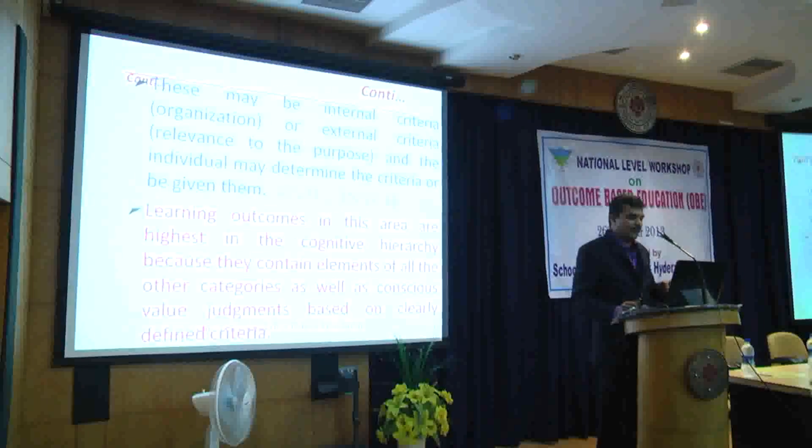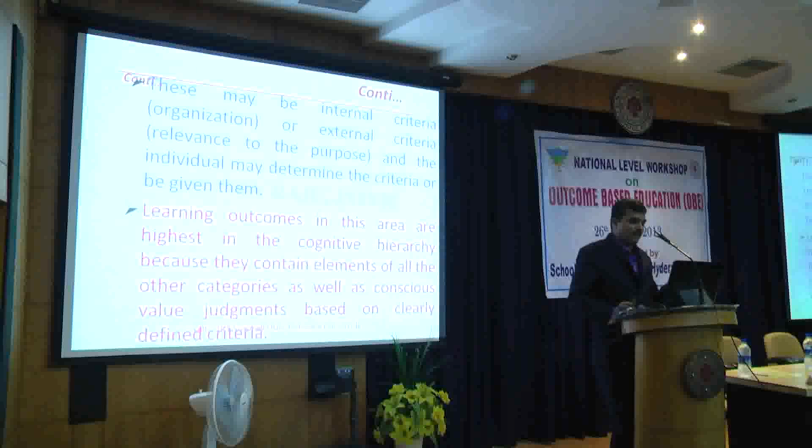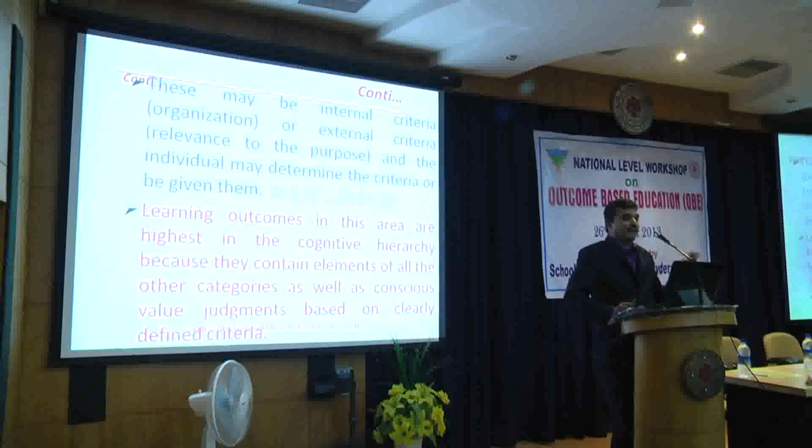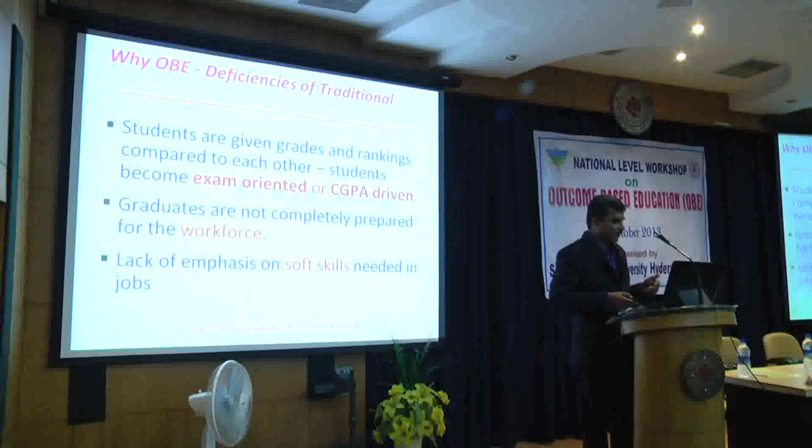Next, these may be internal criteria or external criteria, and the individual may determine the criteria or be given them. So he can make it. I can invite people from outside for assessment or evaluation, or he can do it himself also. There are two options, either internal or external. That is your choice sometimes. But when you are affiliating, then outside people generally come and evaluate.